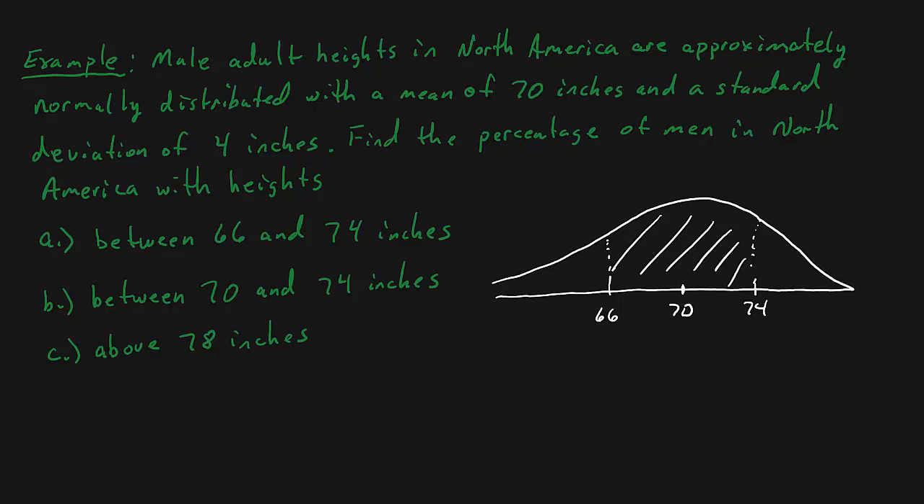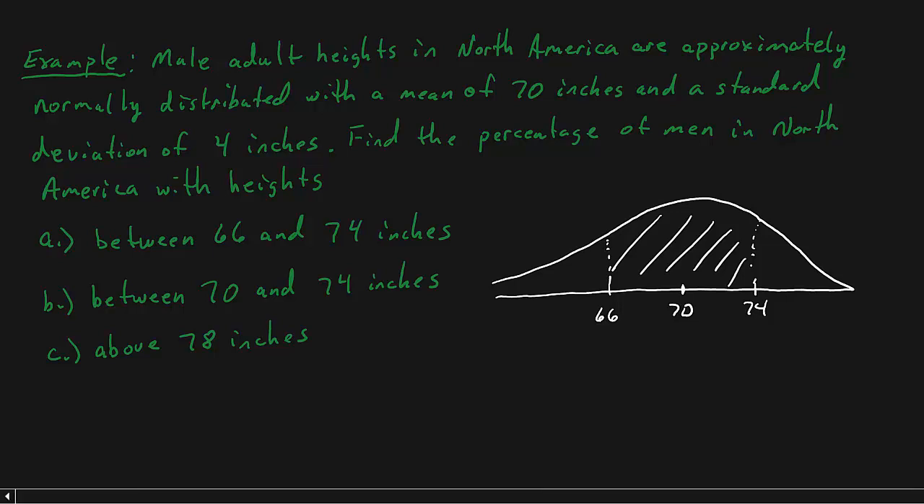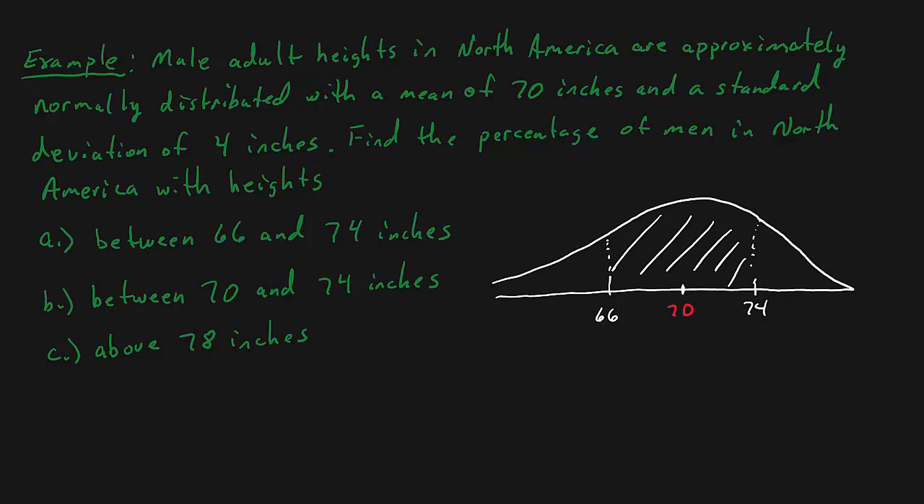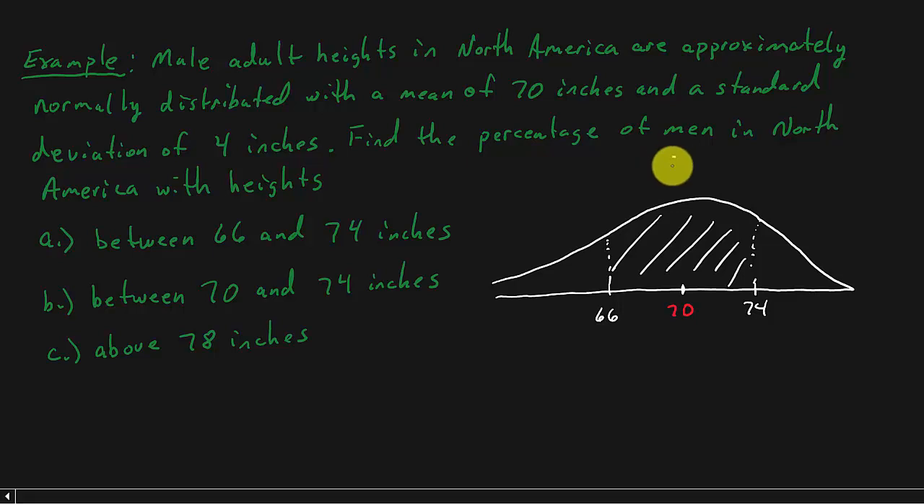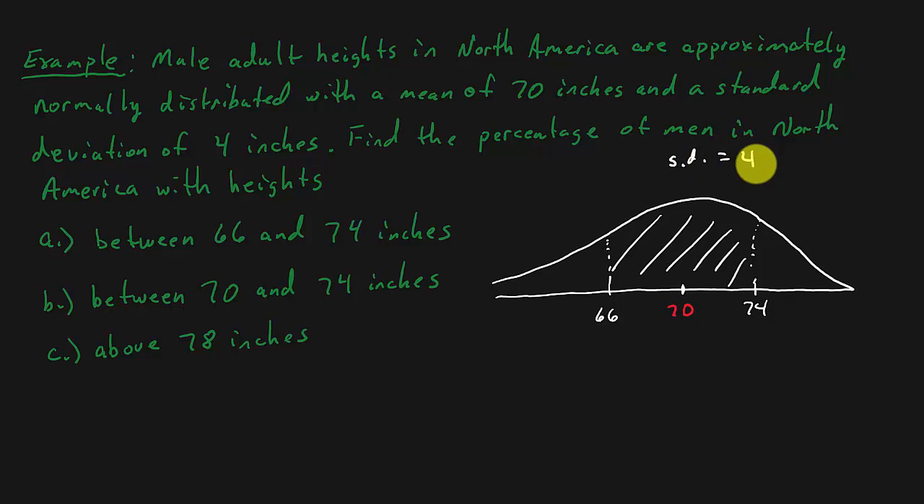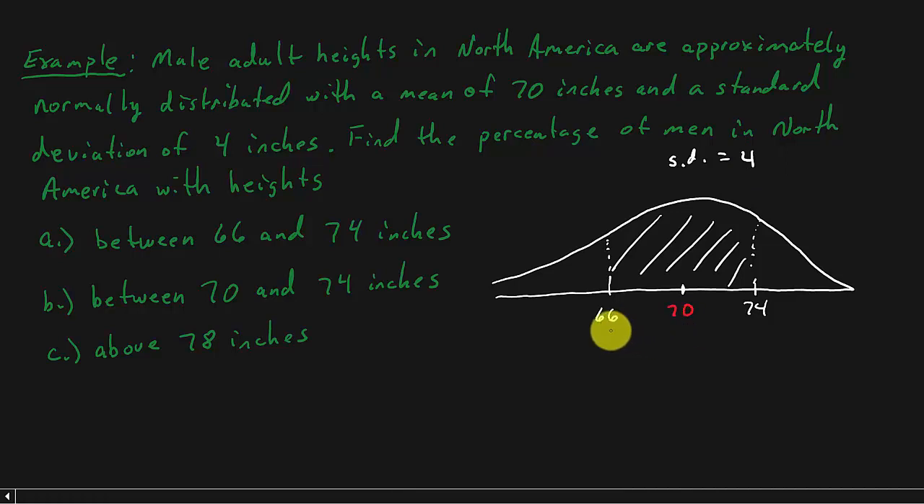All right. Now, how do we know what that is? Well, we know the mean is 70, and I have that. I'm going to write this in a different color so we can distinguish the 70 from the other numbers. Okay. Now we know the standard deviation is equal to 4, right? That's our standard deviation. Now in this problem, if you notice, I need from 66 to 74.